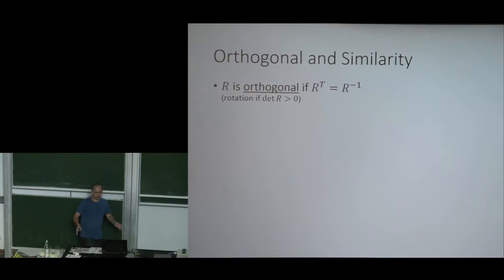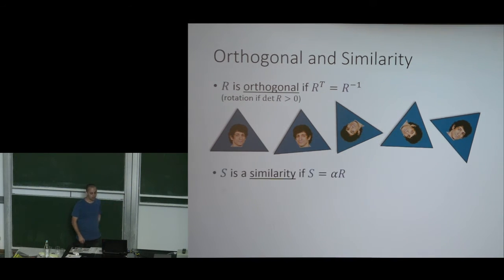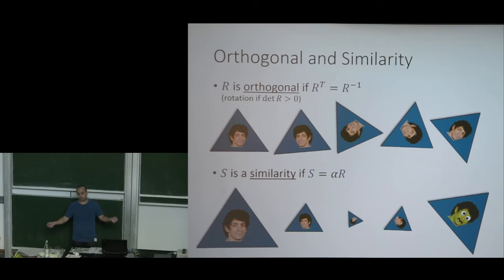Okay, so just a quick reminder. Everyone recalls that an orthogonal matrix is a matrix whose transpose is exactly its inverse, and it would be a rotation matrix if its determinant is positive. So a rotation matrix just rotates triangles. And S would be a similarity simply if it is a scaled version of a rotation. So it means that we have a scaling alpha, which is different than 1, times a rotation matrix. So a similarity simply transforms triangles to triangles of the same shape, a different size.